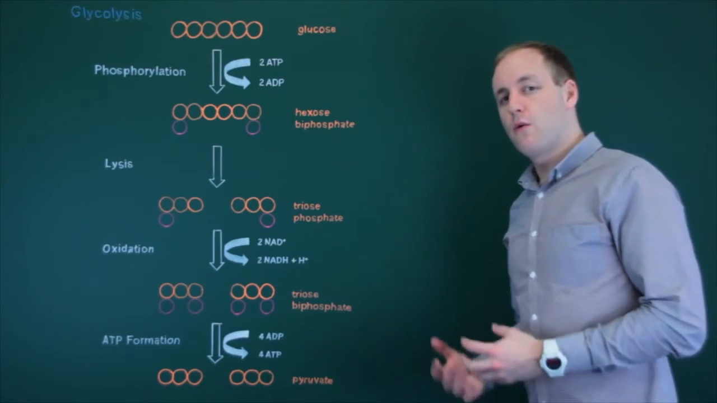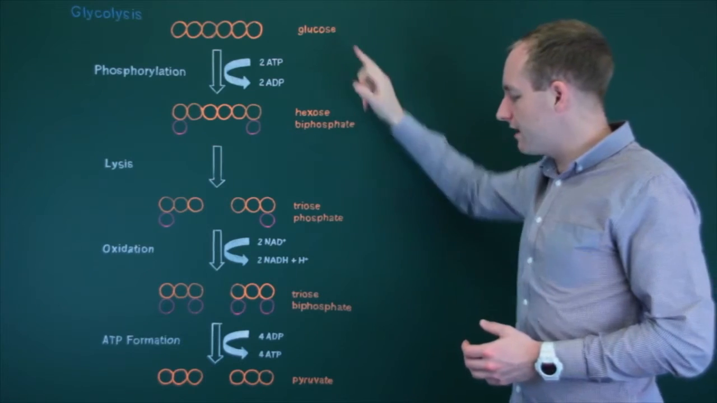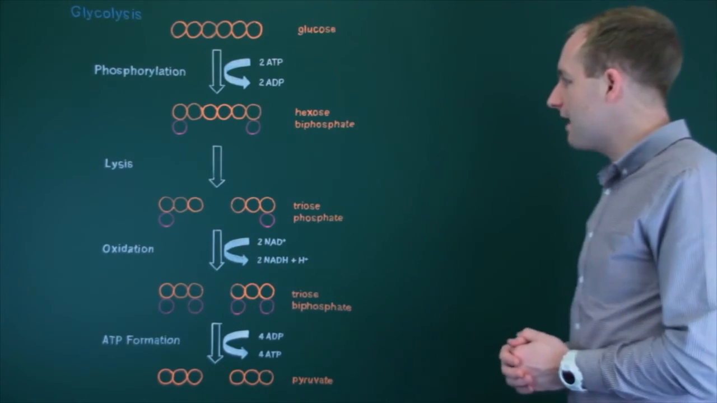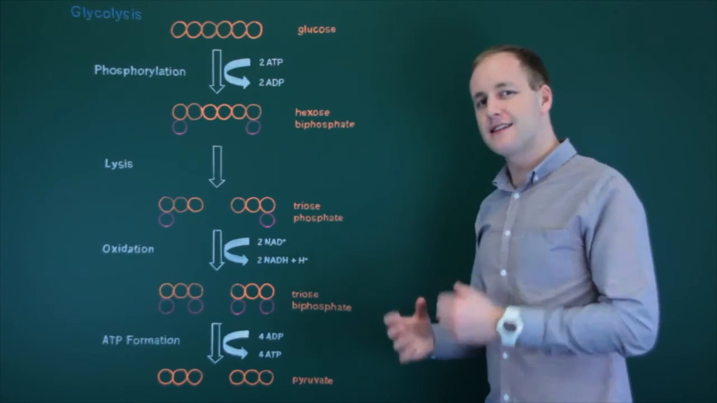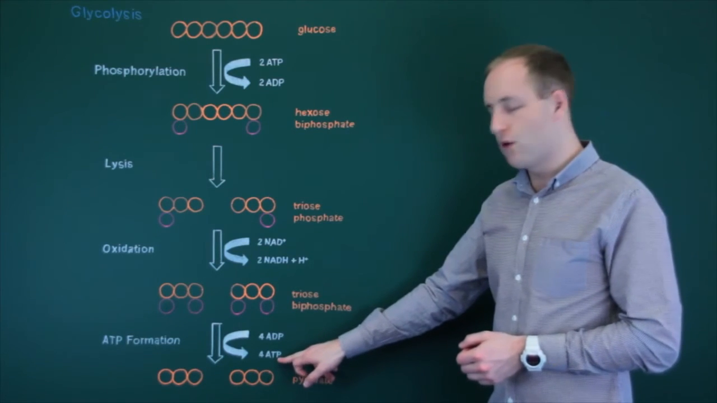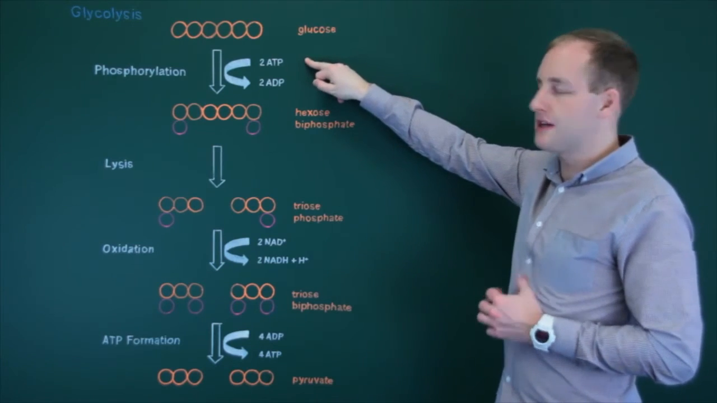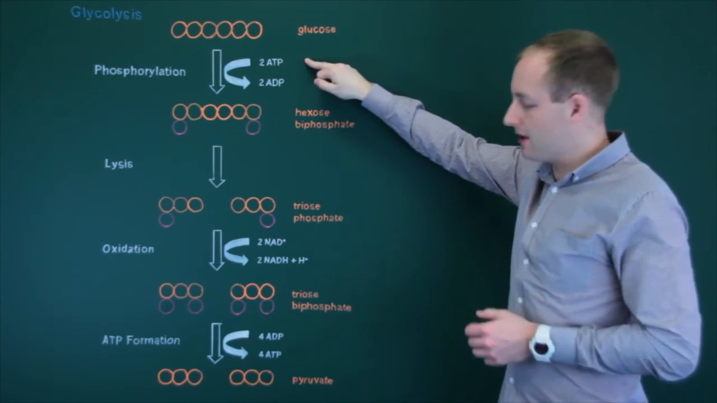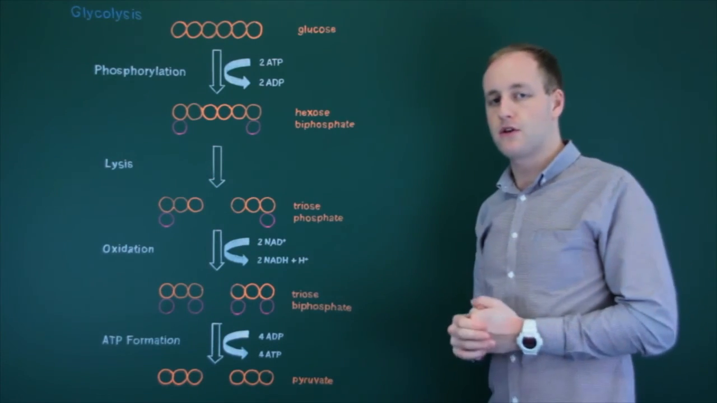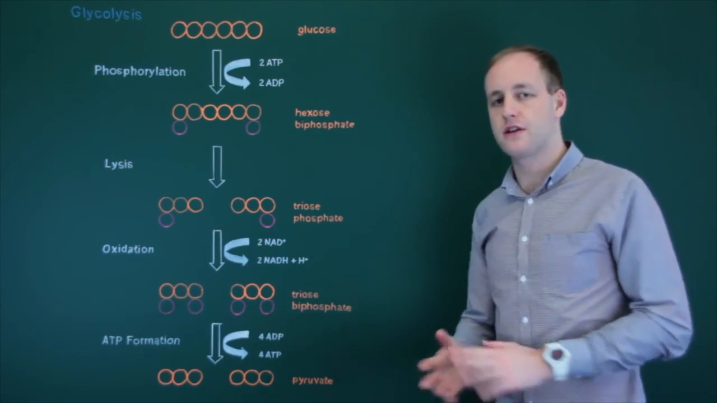In summary, what we have here is 1 6-carbon glucose molecule coming in and 2 3-carbon pyruvate molecules coming out. We have a total net gain of 2 ATP molecules. As you can see, we have 4 ATP molecules coming out here, but we also put 2 ATP molecules in at the beginning, and then we also produce 2 reduced NAD molecules, which are then going to be used later on in other stages of cellular respiration.